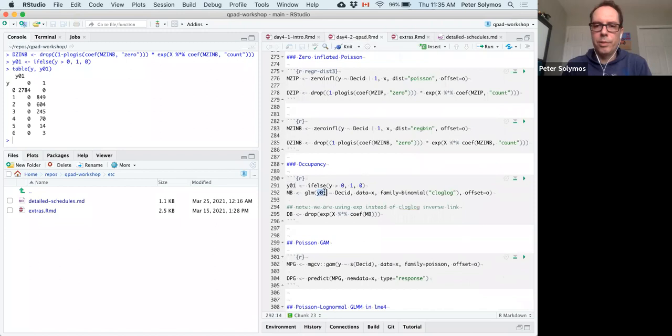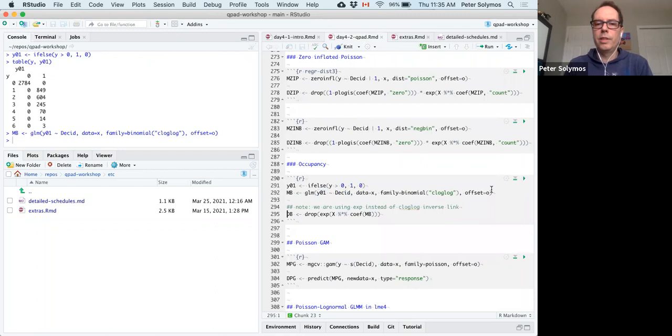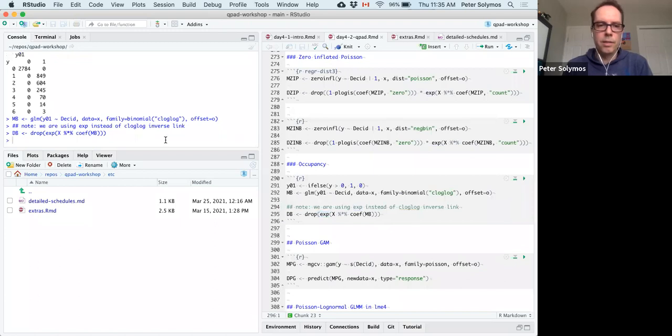We use this as the response, 0-1, same predictor, X, family binomial, C-log-log, offset. And instead of using the inverse link function of the C-log-log, we're using the exponential, which is the inverse of the log link, because we are approximating a Poisson model based on censored data. So let's see how the two compare.